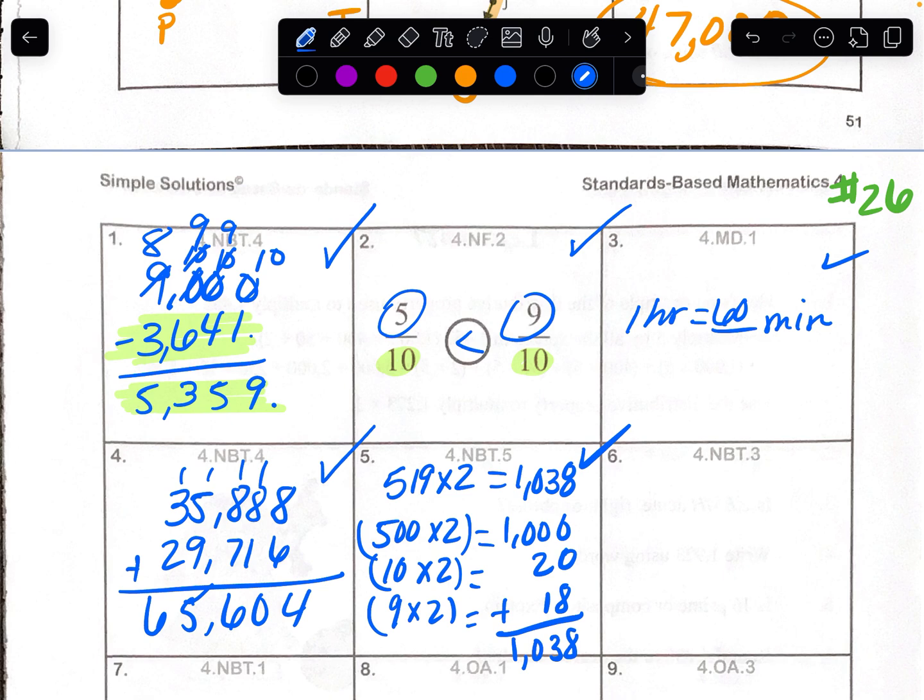Number 6, we're going to round this number to the nearest 10,000. So find the 10,000s place, go next door, think about your halfway mark, and that 6 is greater than your halfway mark, so that 8 has to go up to a 9, and everything after becomes a 0. 90,000.